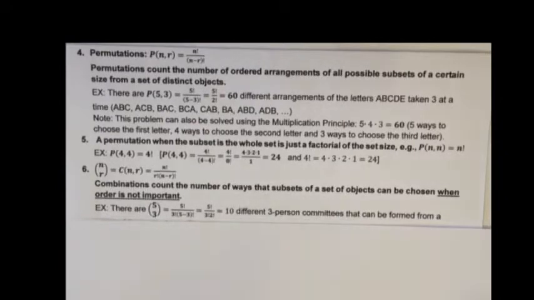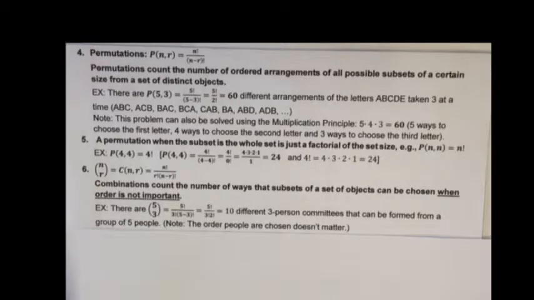For example, there are 5 choose 3. A combination of 5 things taken 3 at a time would be 5 factorial over 3 factorial with an additional factor 5 minus 3 factorial, and that turns out to be 10. 10 different 3-person committees that can be formed from a group of 5 people. And again here, order is not important. It's just which 3 people are chosen.